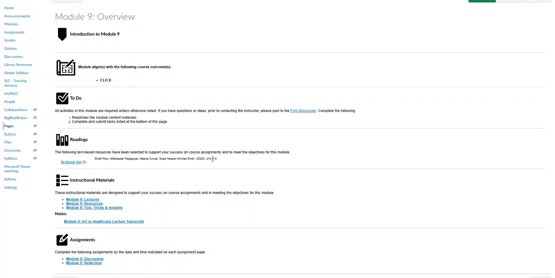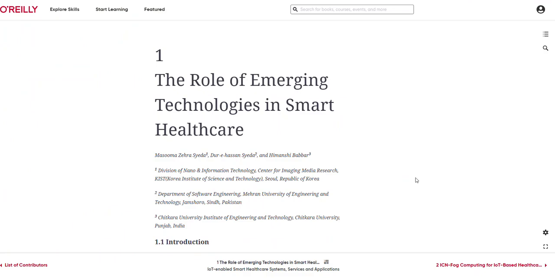So we're going to be talking about one of the most transformative and rapidly growing applications of Internet of Things, which is healthcare. And the next module will deal with transportation, but we're going to deal with healthcare first.